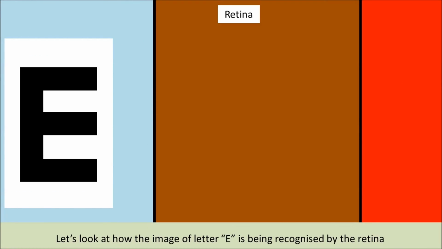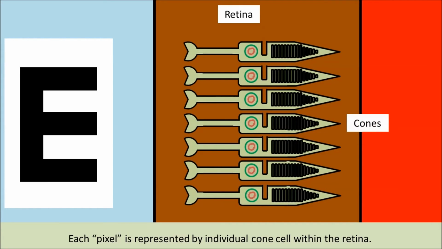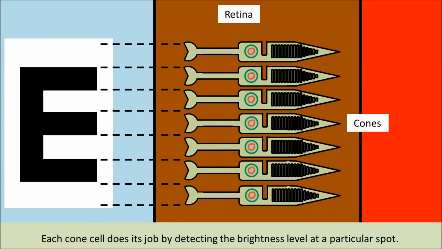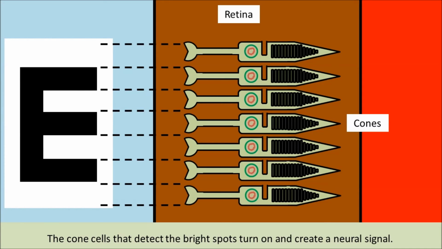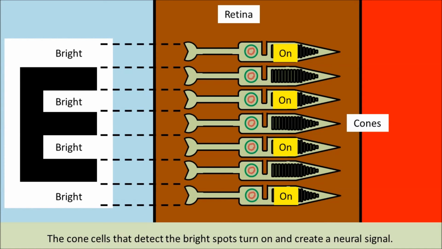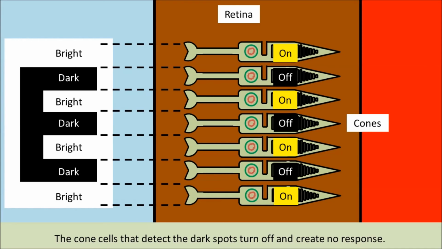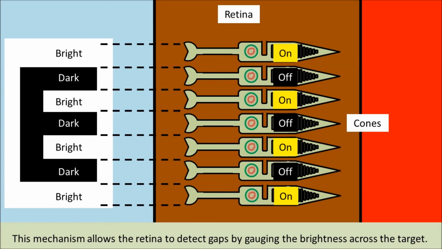Let's look at how the image of letter E is being recognized by the retina. Our retina works like a camera sensor for the eye. Each pixel is represented by an individual cone cell within the retina. Each cone cell does its job by detecting the brightness level at a particular spot. The cone cells that detect the bright spots turn on and create a neural signal. The cone cells that detect the dark spots turn off and create no response. This mechanism allows the retina to detect gaps by gauging the brightness across the target.